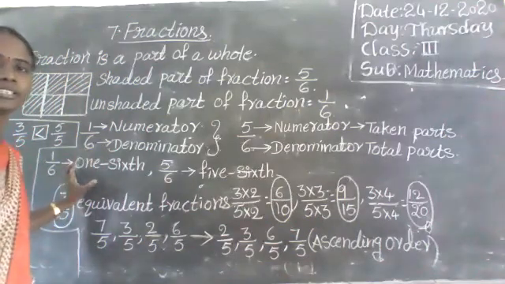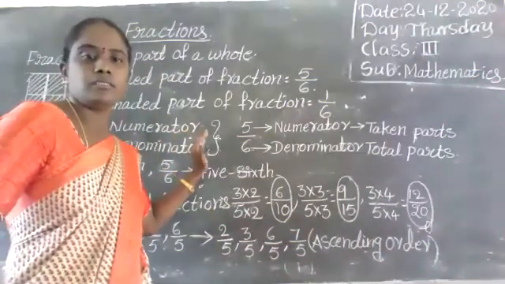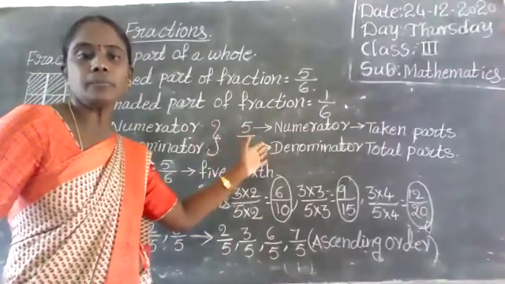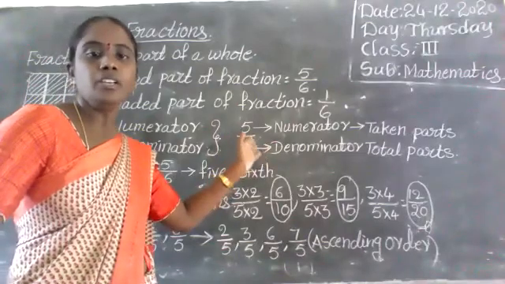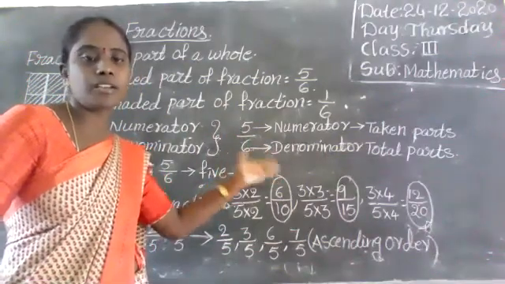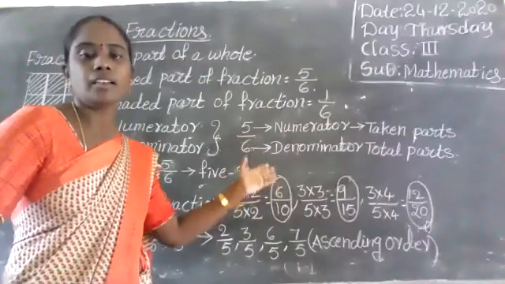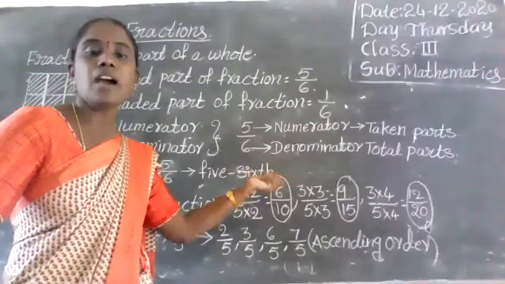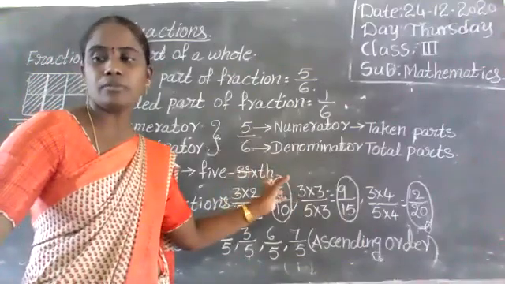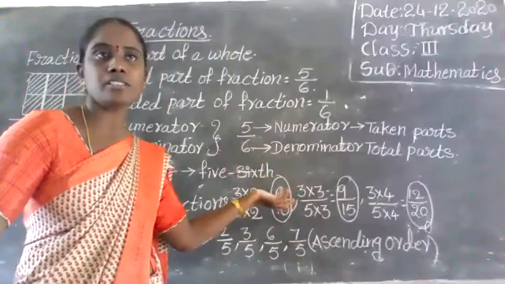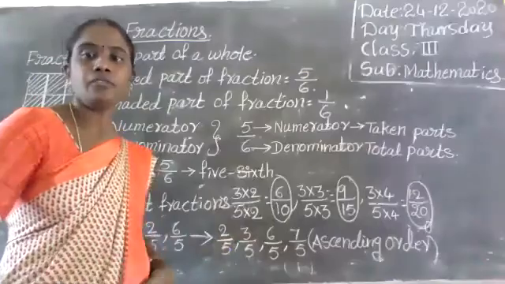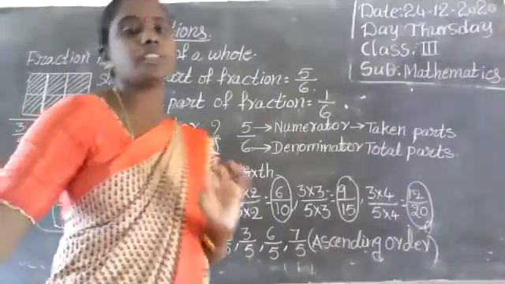Did you understand about fractions? We revised once again. Already I explained exercise-wise how to write fraction form, what is numerator, what is denominator, how to write equivalent fractions, how to write ascending order and descending order, and how to put greater than, less than symbols, and addition and subtraction of fractions. These topics are in your 7th unit, the fractions unit. But once again I explained these topics. In the fractions unit, if you have any doubt, raise your hand.